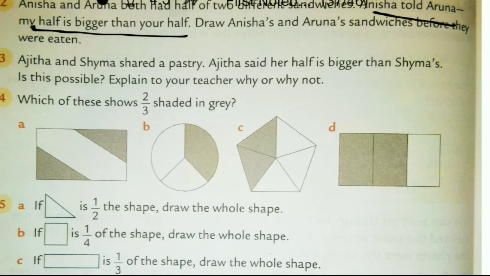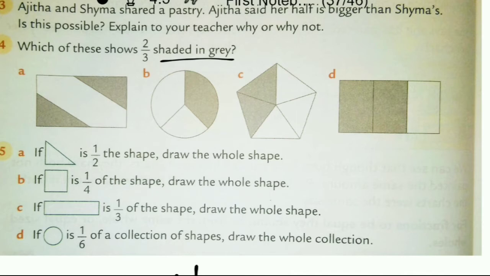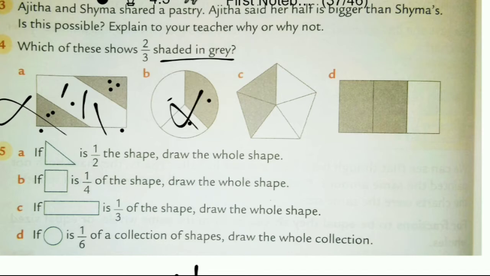Next, which of these shows 2 by 3 shaded in grey? 2 by 3 shaded in grey means that 2 parts are shaded out of 3, but all the shapes are the same. In this one, it is having 2 by 3, but these two parts are same and this part is more than this shape. So in this one we cannot find. In this also these two parts are same and this part is small. This also we cannot find. This also we cannot find.